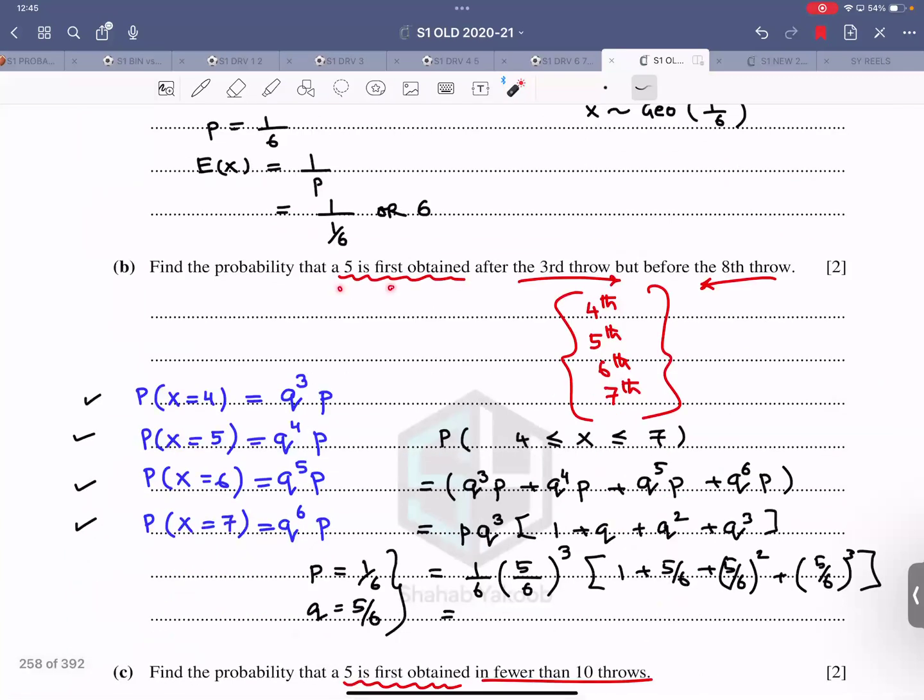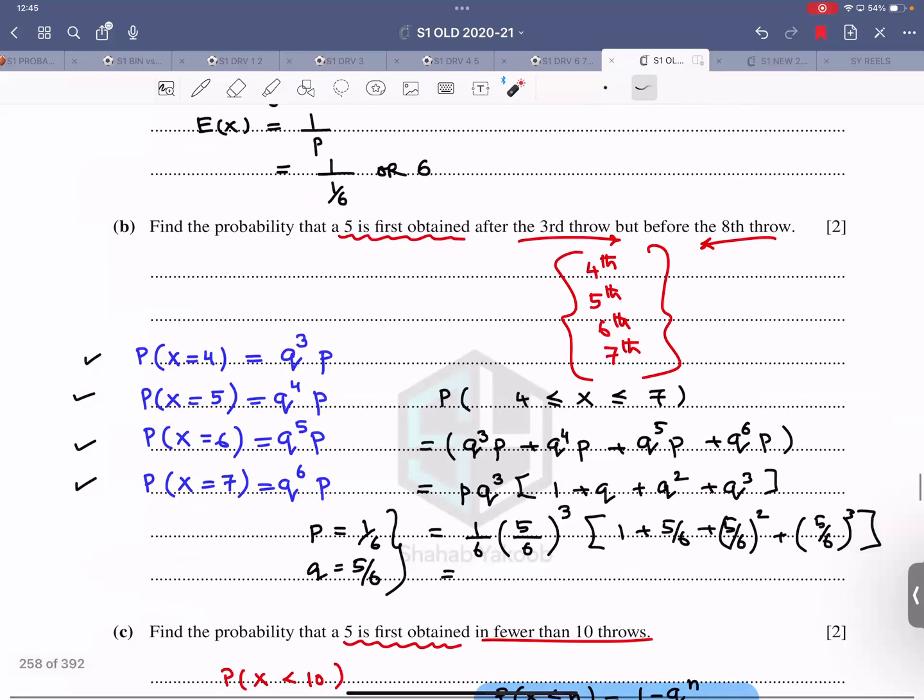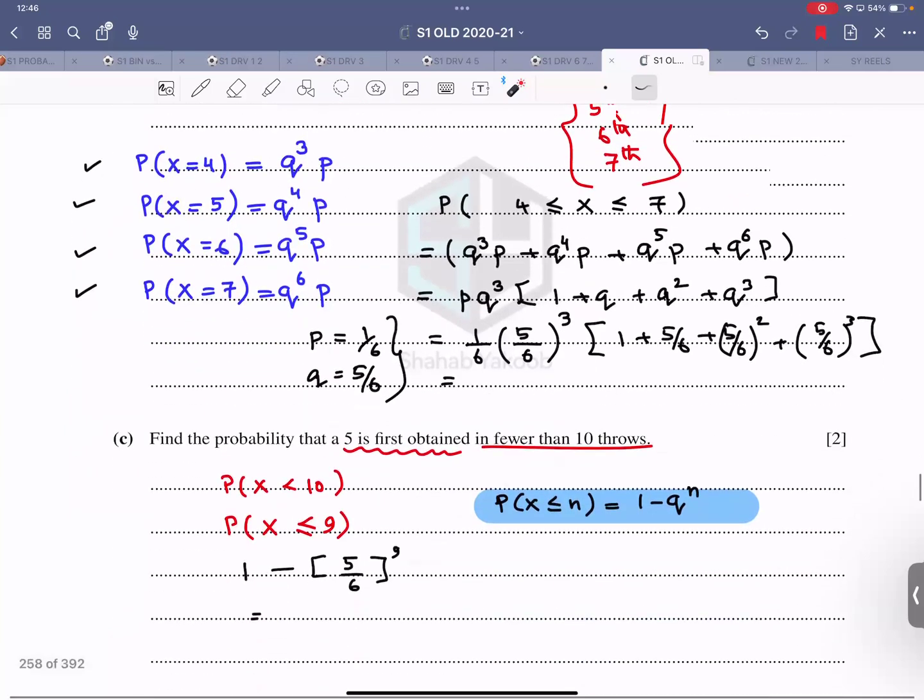Find the probability a 5 is first obtained after the 3rd, but before the 8th throw. So over here, I have written each one separately and added it. So that is 3rd, 4th, 5th, 6th. For 3rd throw, after the 3rd, that means 4th. So it's 4th, 5th, 6th, 7th. Neither is 3 included, nor is 8 included. So that's 4th, 5th, 6th, 7th. Just calculate each probability and add it up.